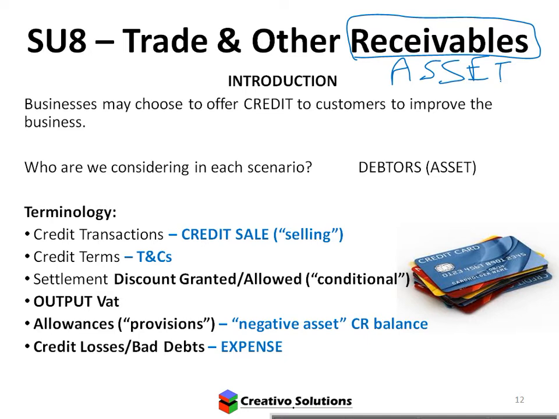A receivable means I'm still going to get it, so it meets the definition of an asset. Debtors is a receivable. It's something that the customer is owing the business. Does that make sense? Perfect.